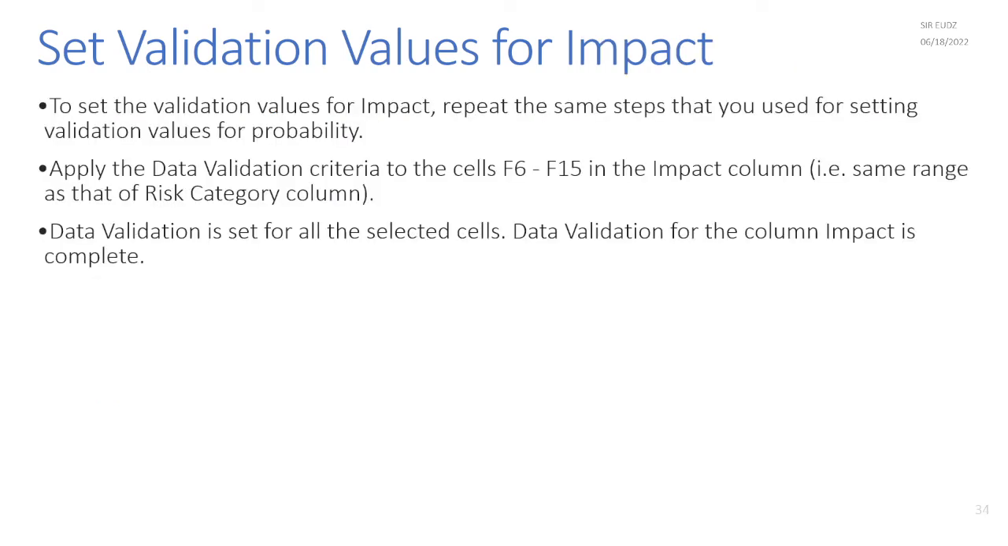Now it's time for us to set validation values for impact. To set the validation values for impact, repeat the same steps that you used for setting validation values under probability. So apply the data validation criteria to cells F6 to F15 in the impact column, the same range as the risk category column. Data validation is set for all the selected cells. Data validation for the column impact is complete. So the same as what we have done in probability.